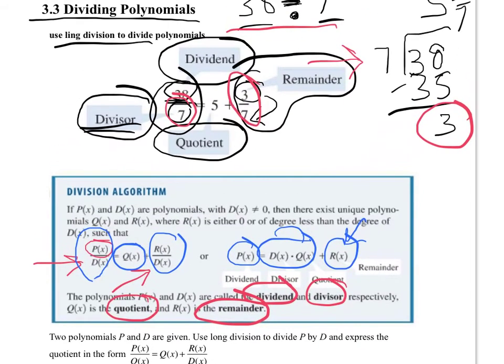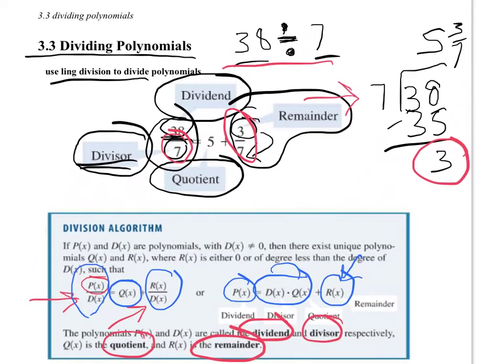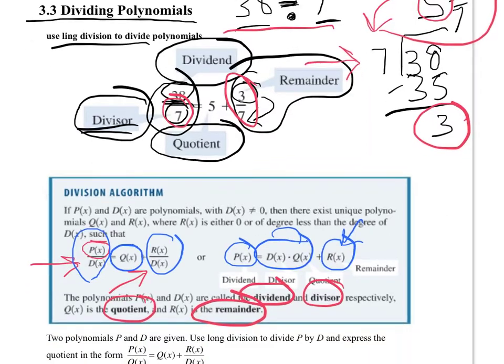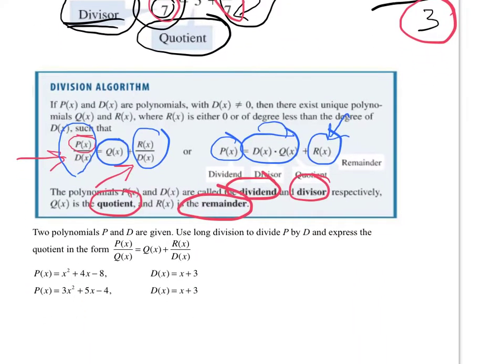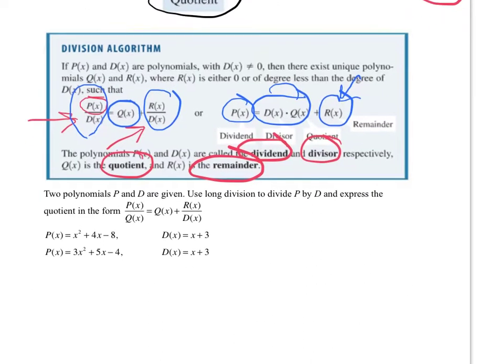You check your division problems by taking the quotient, which in this problem here is 5. If you take 5 and multiply that times 7, you get 35. And then, if you add 3, you get 38, and 38 over 7 is what the original fraction was. So the division algorithm is just telling you what you already know. That's how you check a division problem. The polynomial is equal to the divisor times the quotient plus the remainder.